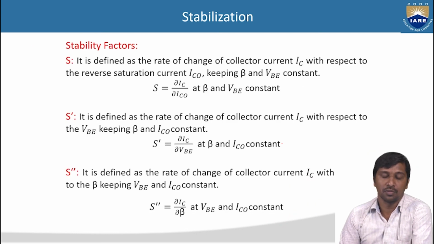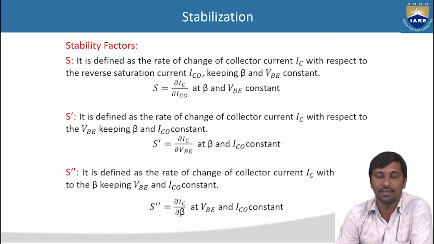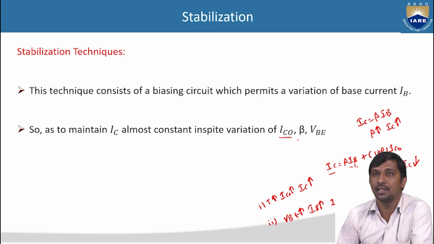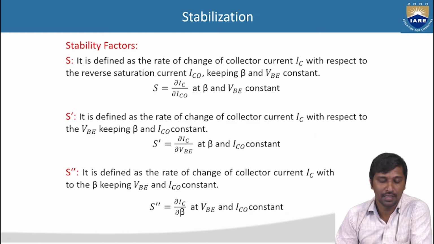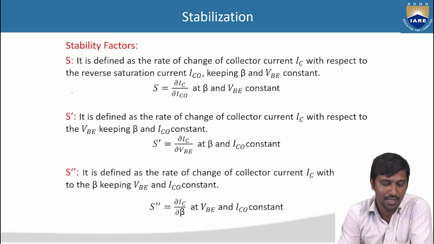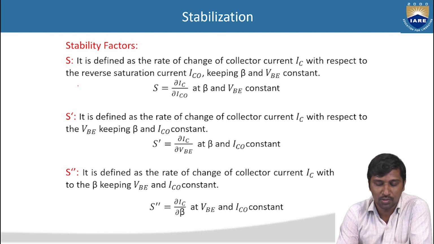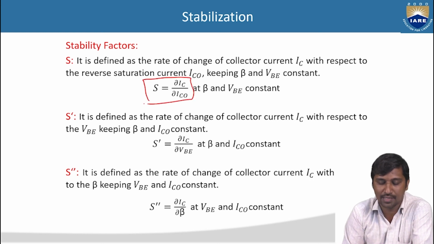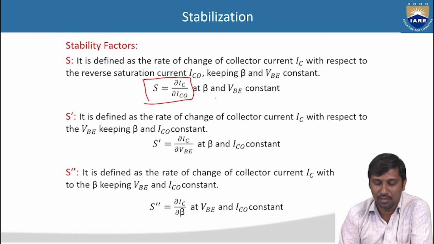So that can be observed with respect to these three parameters, through the stability factor. What are the three parameters we observed? IC naught, beta, and VBE. Hence we need to maintain stabilization. Here we have the three factors S, S dash, and S double dash. S is defined as the rate of change of collector current with respect to the reverse saturation current, that is, how the collector current changes with respect to the reverse saturation current. In this case, the remaining two parameters, beta and VBE, are taken as constant.